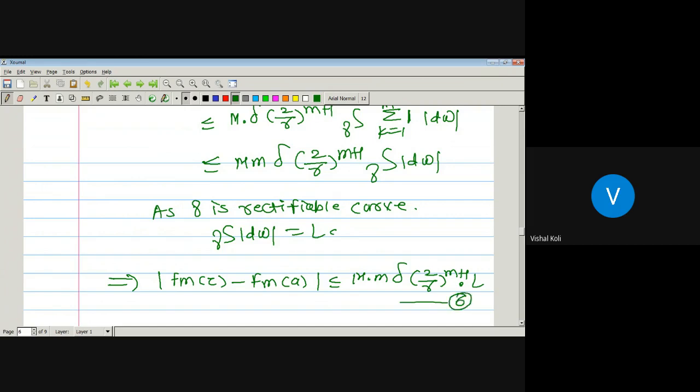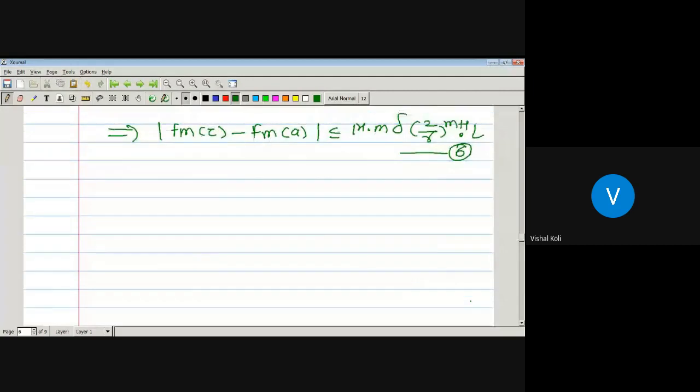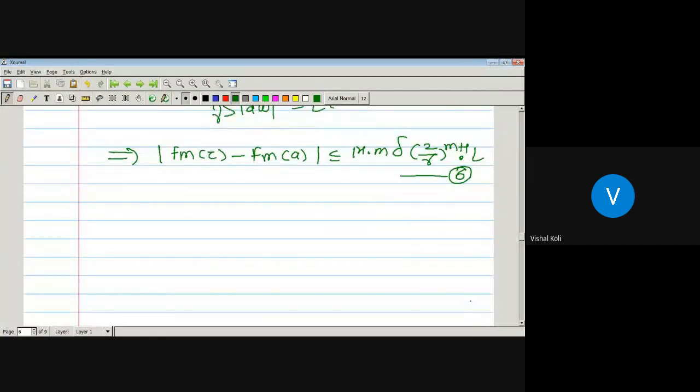Actually we have to show that f_m is continuous. That is, we have to show that modulus of f_m(z) minus f_m(a) is less than some epsilon for modulus of z minus a less than delta. But here we get modulus of f_m(z) minus f_m(a) is less equal by this quantity. Okay, now we will choose our delta as minimum of two values, since already we have taken modulus of z minus a is less than delta and which is less than R by 2.